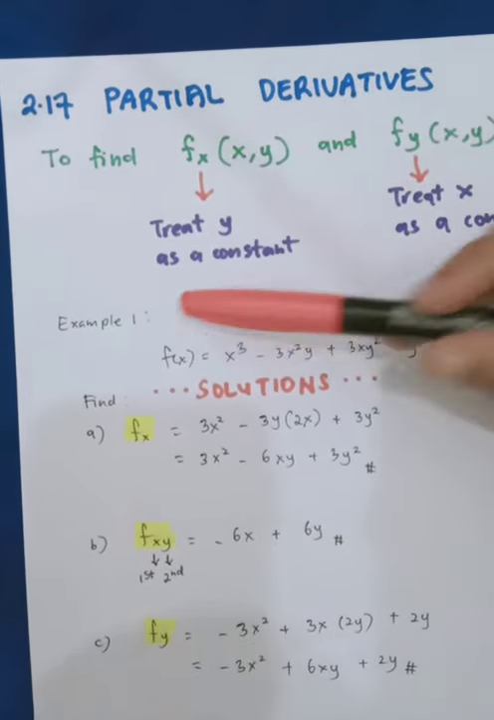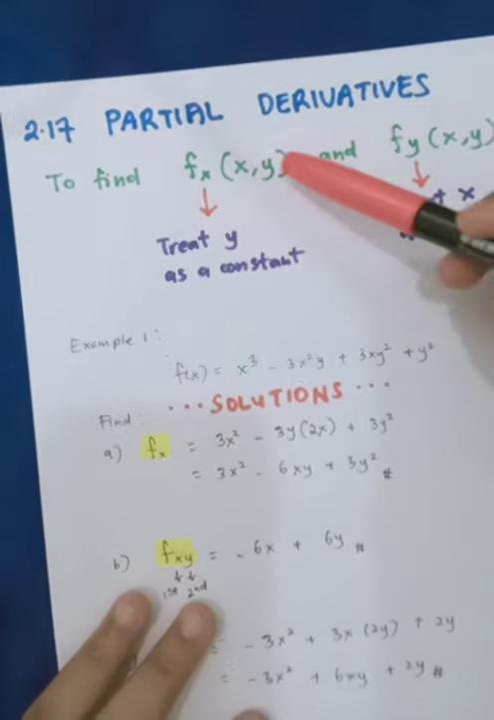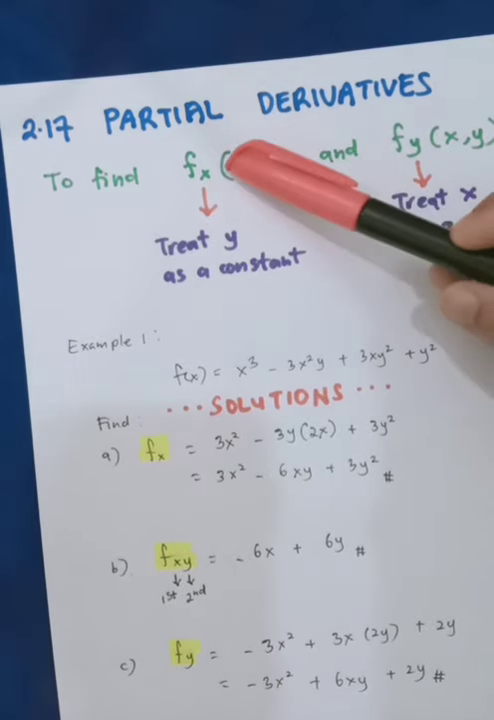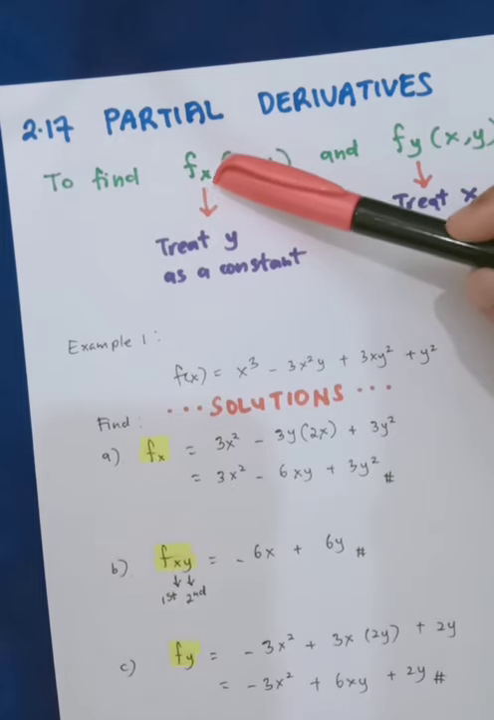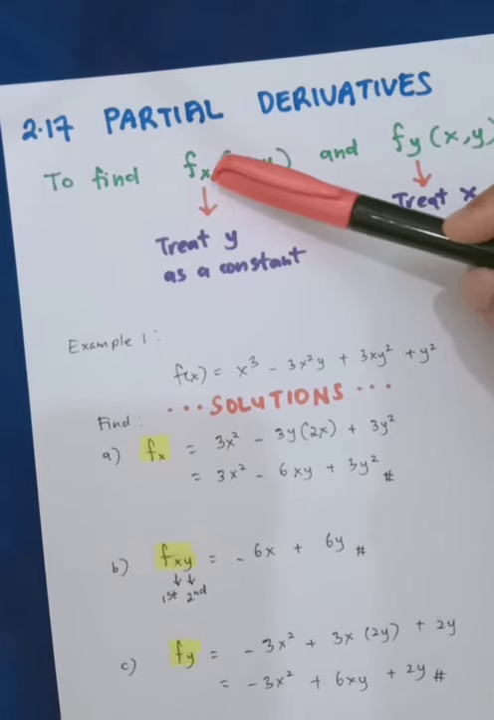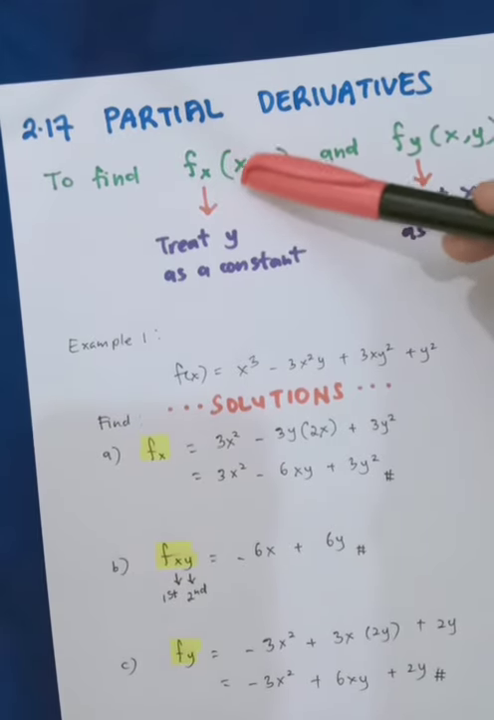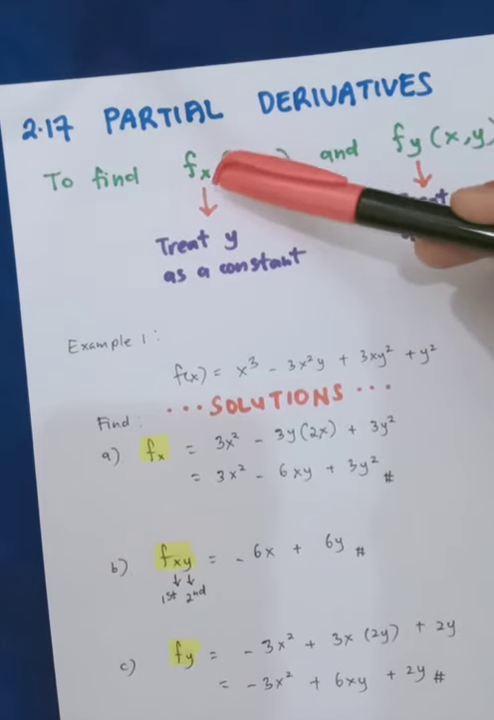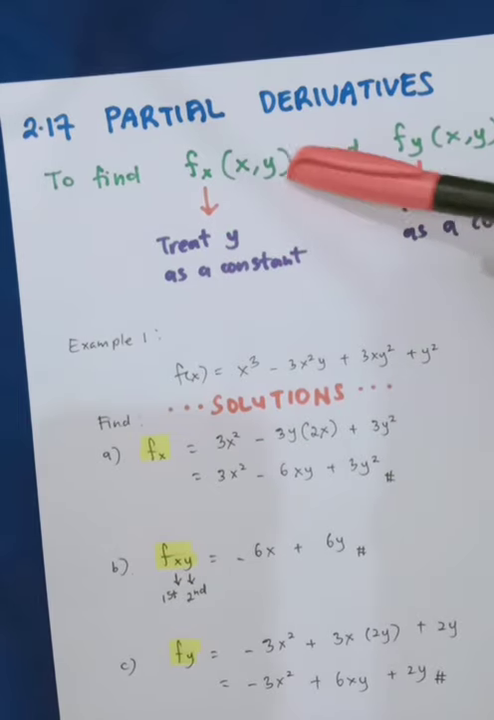Before we move to the example, here we have notes about the partial derivatives. How can we know that we have to differentiate the function using partial? Normally the question asks you to find f, and then here we have x, small x. What does this mean? You have to differentiate the function containing our variables x and y with respect to x, which means that you have to treat y as a constant.